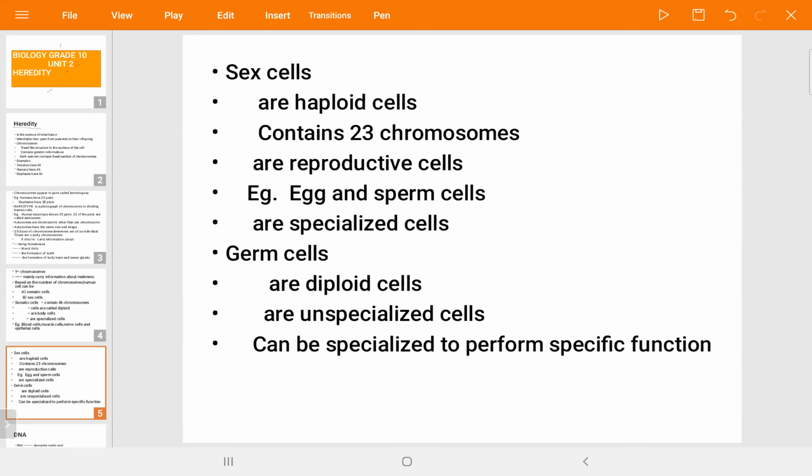Why are they called haploid? What's the reason behind that? We have discussed diploid cells. Why are they called haploid? I mean, why?